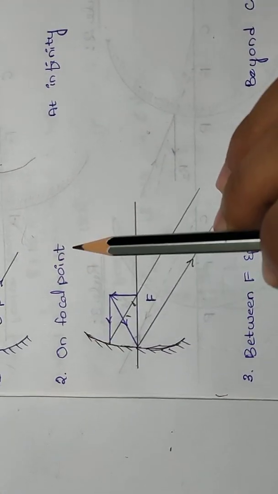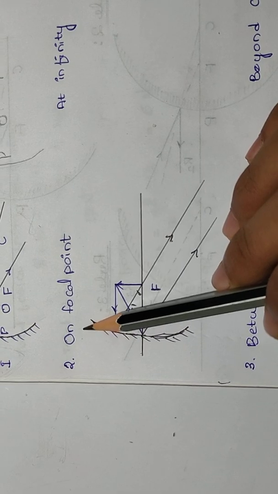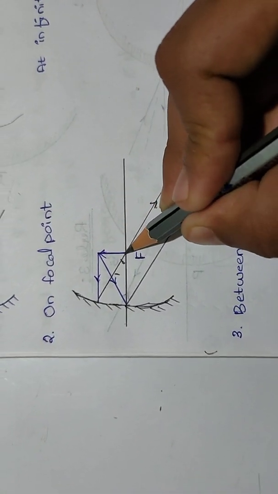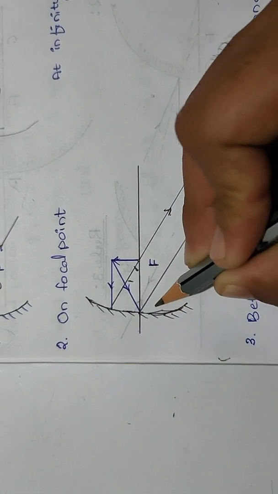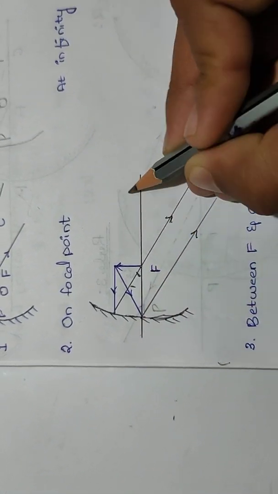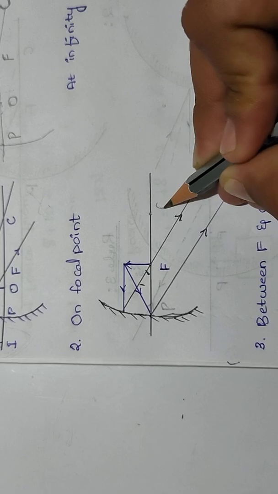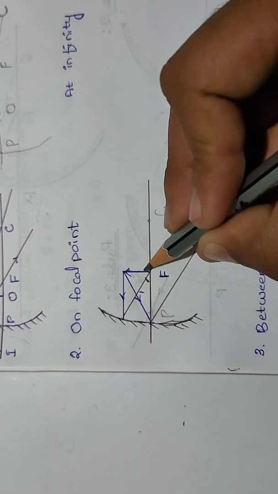Now we'll see another condition, which is the object on the focal point. Let us consider this is my focal point. This is the pole P, and here somewhere could be my center of curvature C. So now what if I draw?